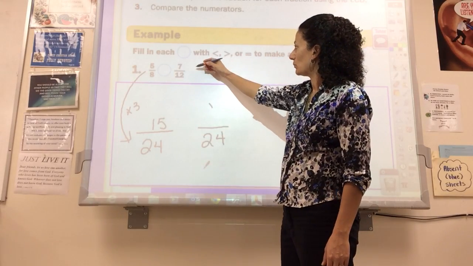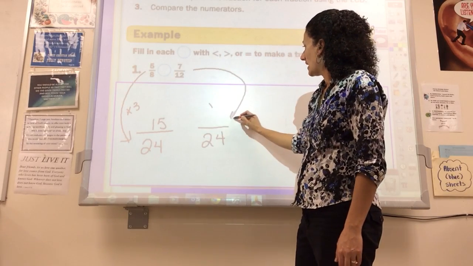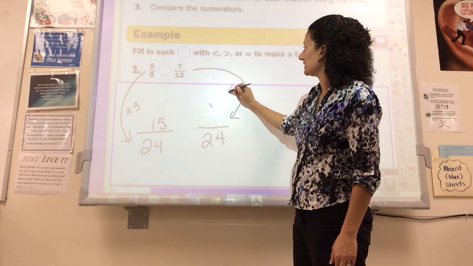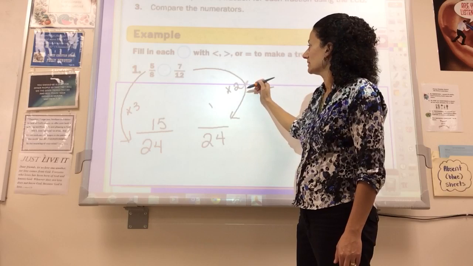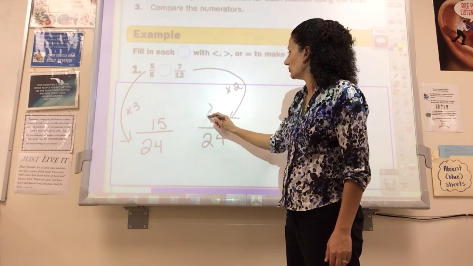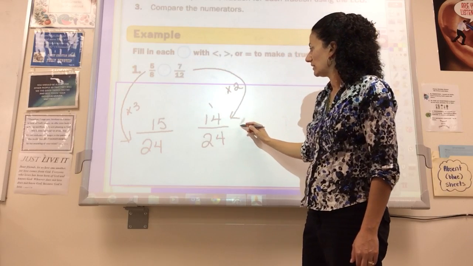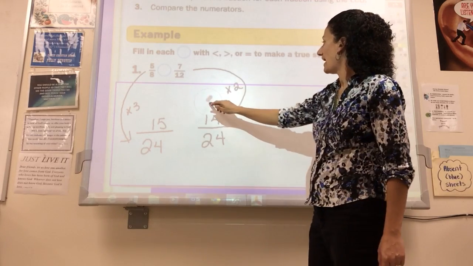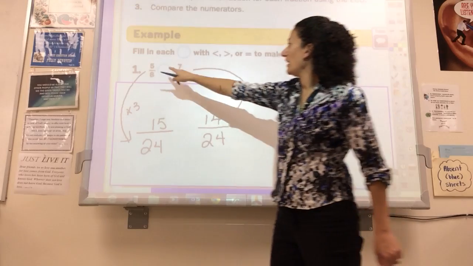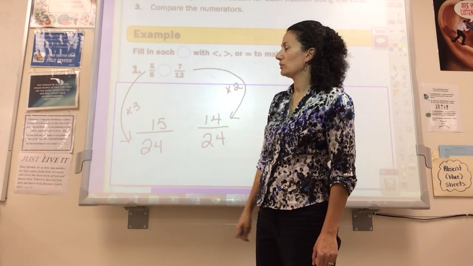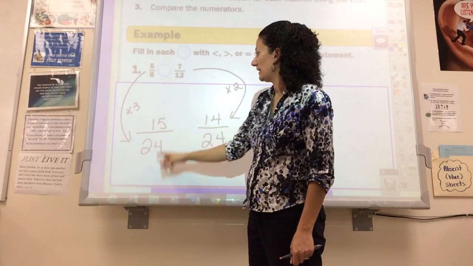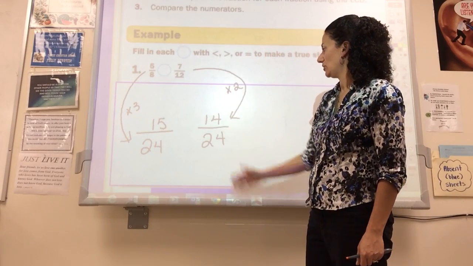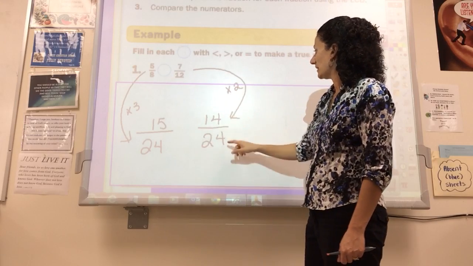Now I'm going to do the same thing with this fraction. I'm going to ask myself, 12 times what gave me 24? And that is times 2. So I'm going to do 7 times 2. So my new numerator here is 14. I now see that 5/8 is equivalent to 15 over 24. If I multiply them both by 3, I get 15 over 24. 7/12 is equivalent to 14 over 24. I just multiplied by 2.